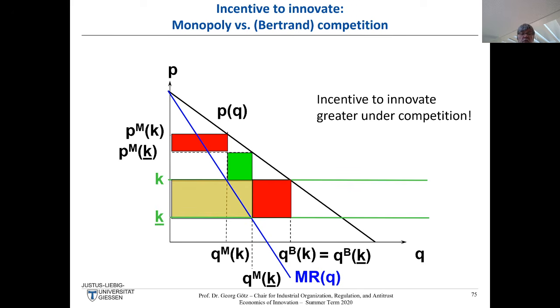So first result, and in a sense, an anti-Schumpeter result. So here, and that's what I told you in terms of the quotation I gave you on Tuesday, in the setup of Arrow, competition leads to a higher incentive to innovate.